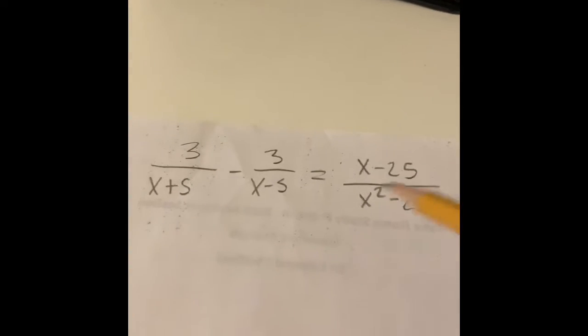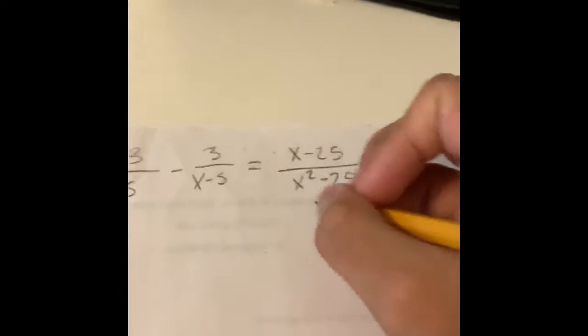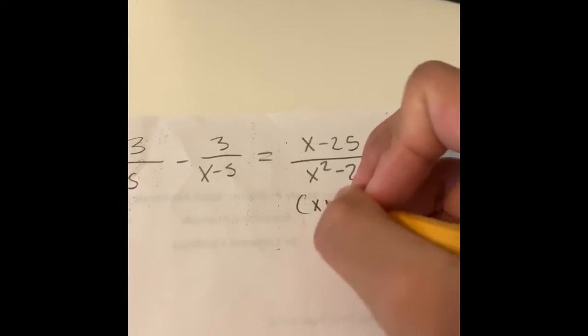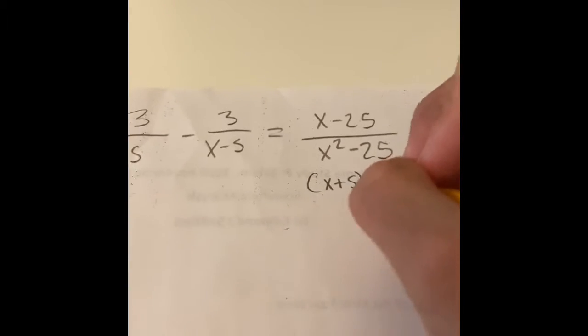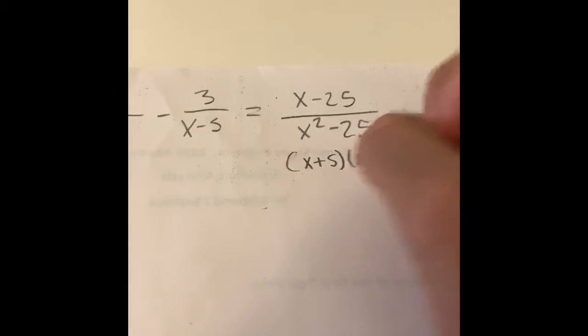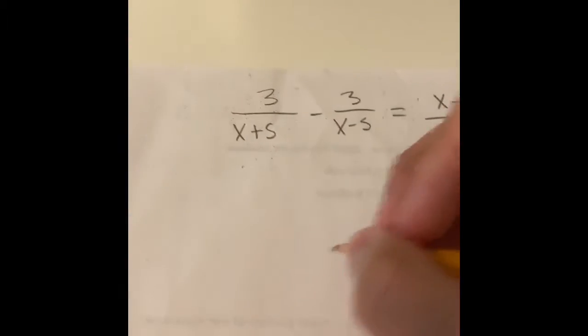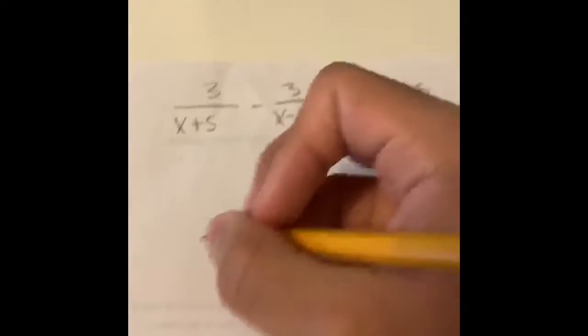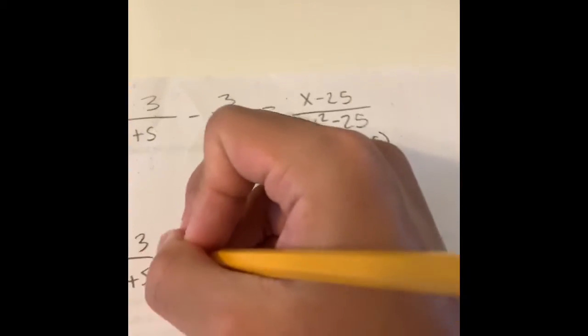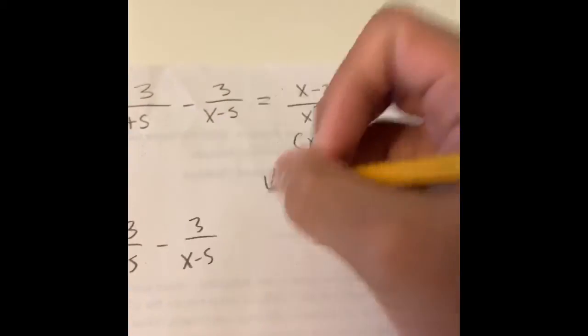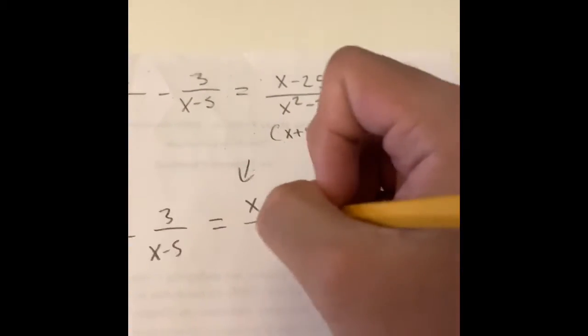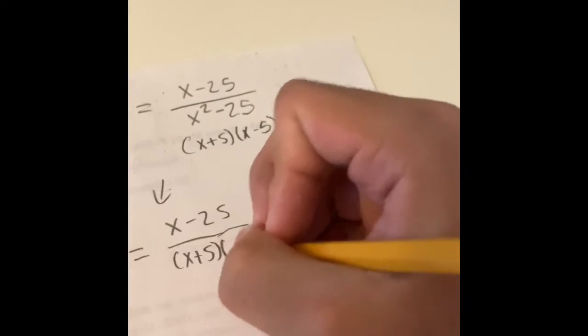So here, what can we see? First of all, I can see there's an x squared minus 25. So x squared minus 25 is just (x plus 5)(x minus 5). Now we can rewrite this whole equation as 3 over x plus 5 minus 3 over x minus 5 equals x minus 25 over (x plus 5)(x minus 5).